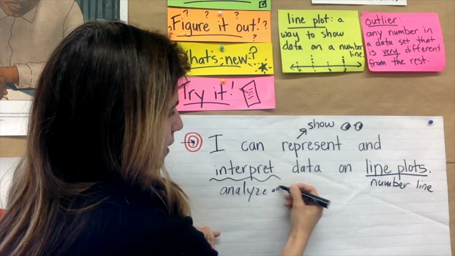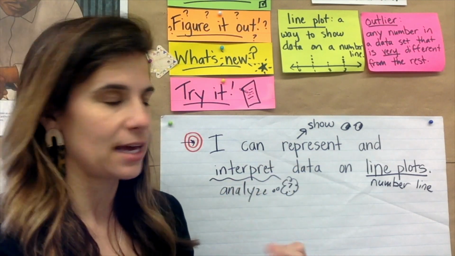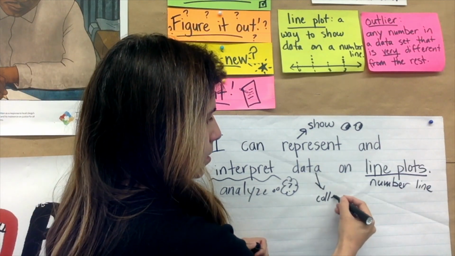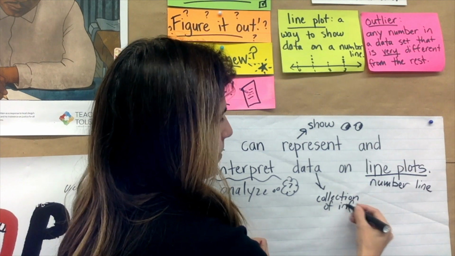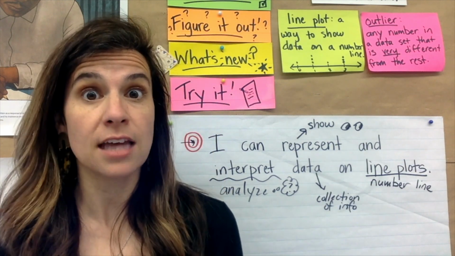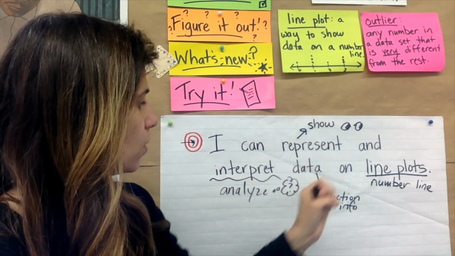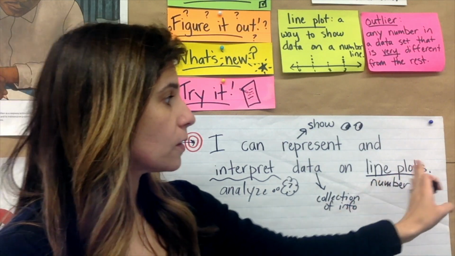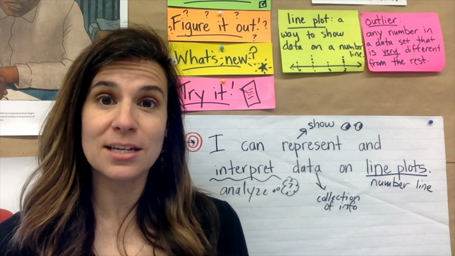So I'm going to draw a think bubble here. So we're going to be thinking, what do we know from that data? And the data is going to be a collection of information about some topic, like the heights of the daisies in the garden. So I can represent or show and analyze a collection of information on a line plot, which is like a number line with information on it. Well, let's see what that looks like for today.